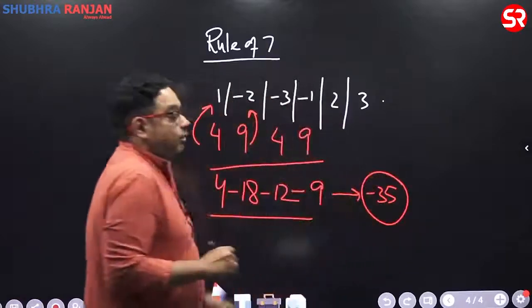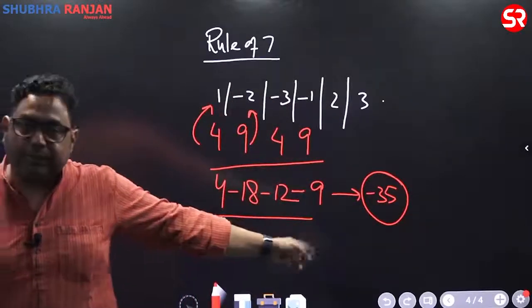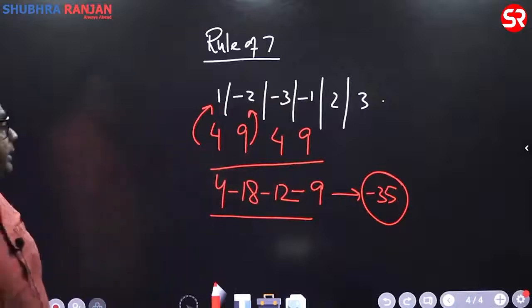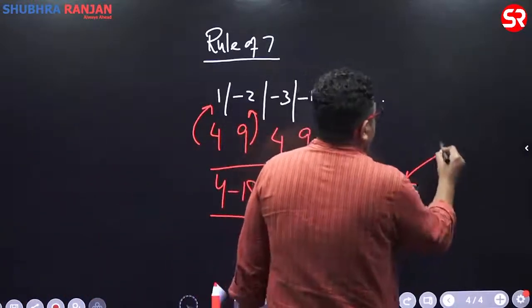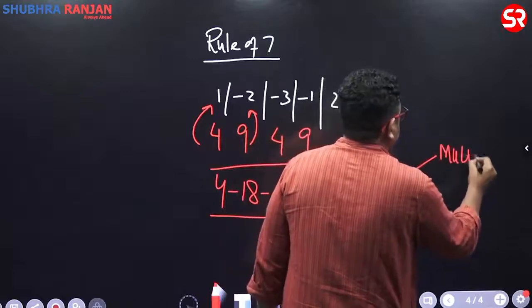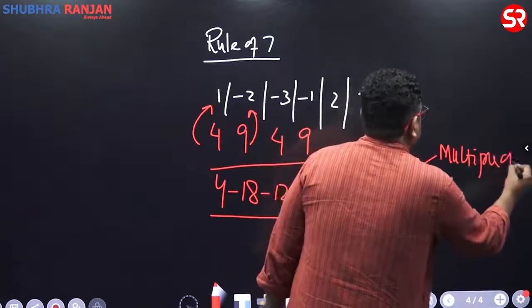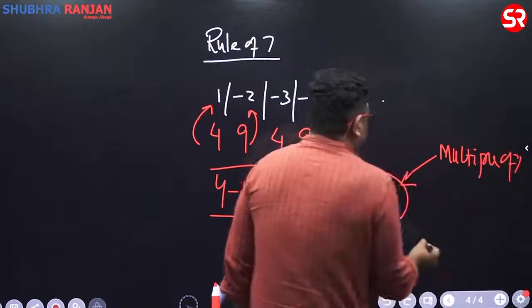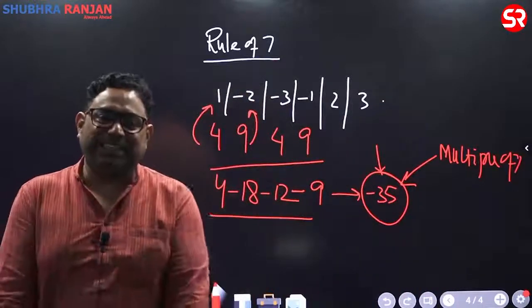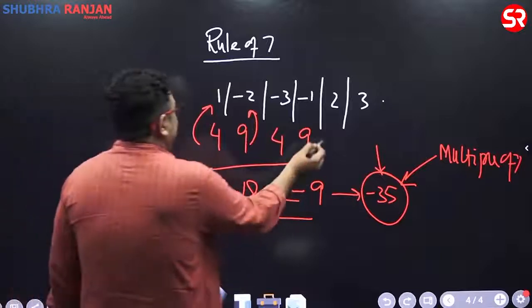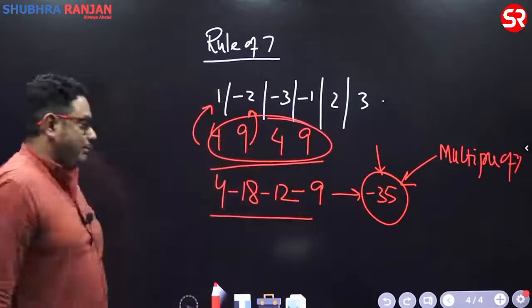So when the addition of these products gives you a multiple of 7, now minus of 35 is a multiple of 7. So wherever in the answer you get a multiple of 7, the number is exactly divisible by 7, right? So 4949 is exactly divisible by 7.